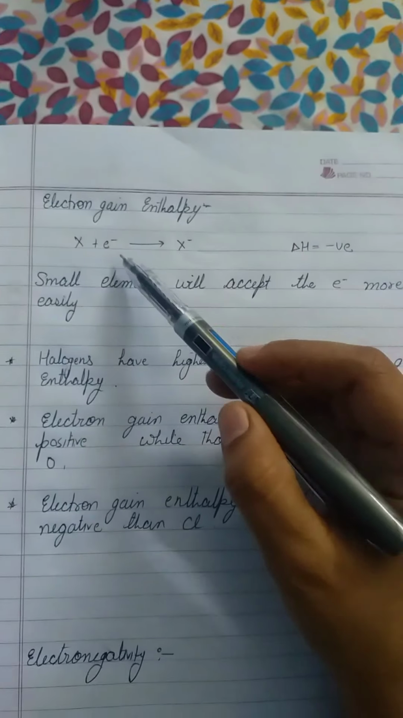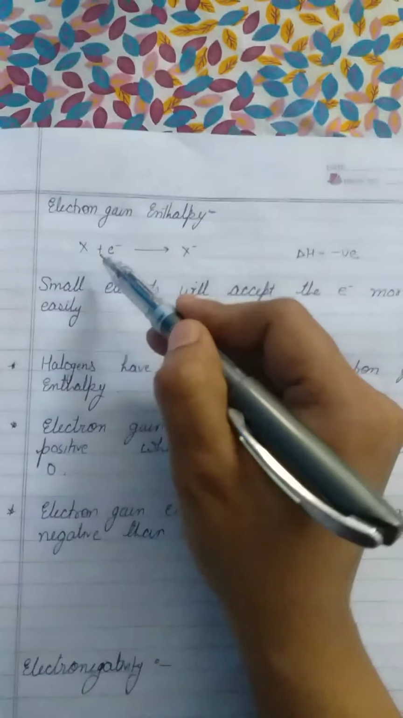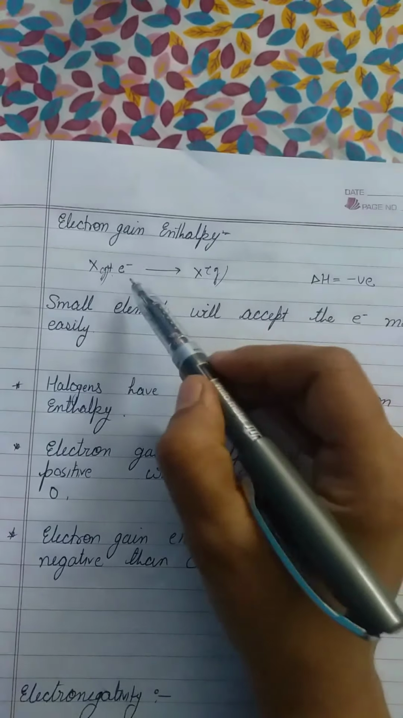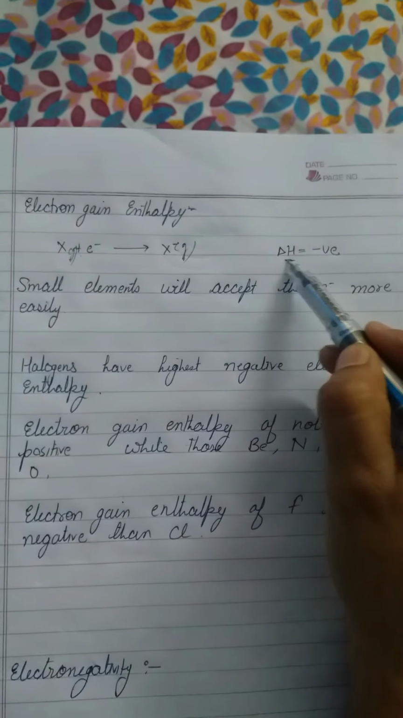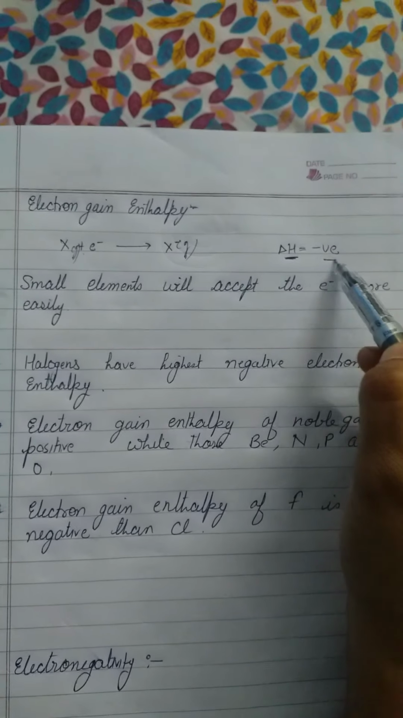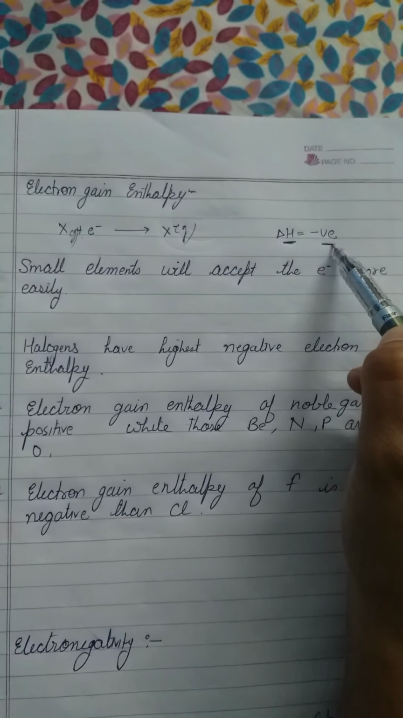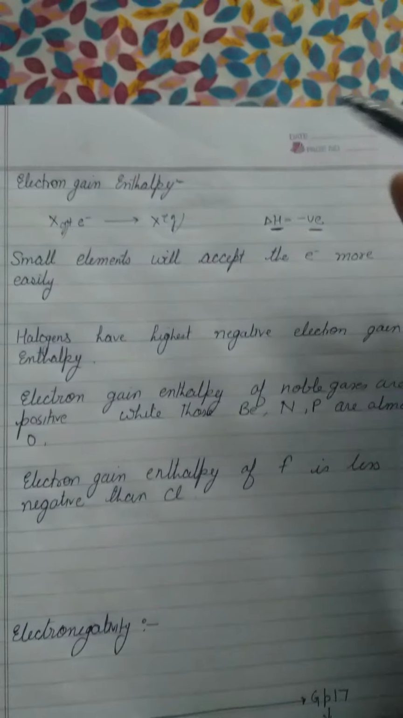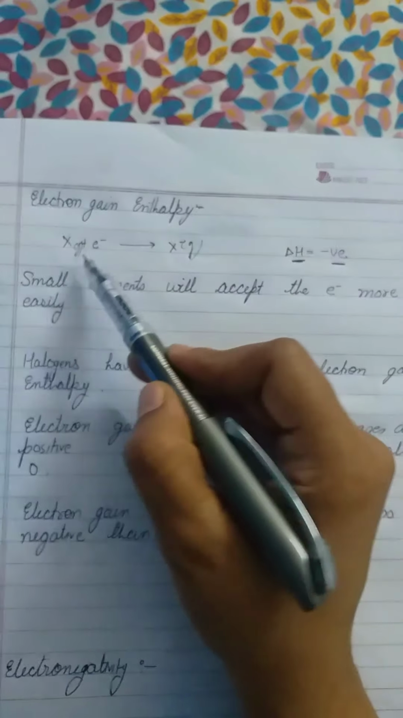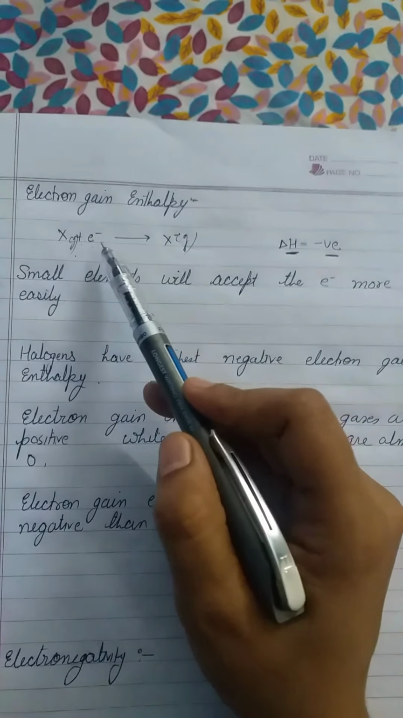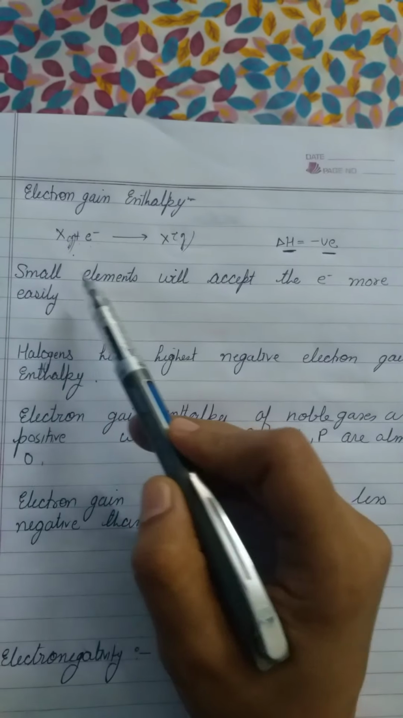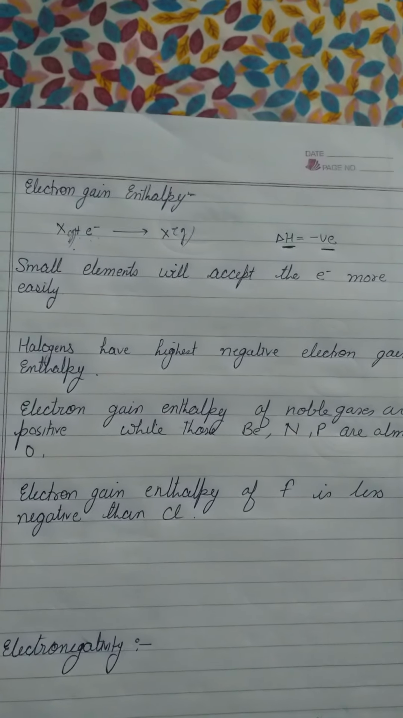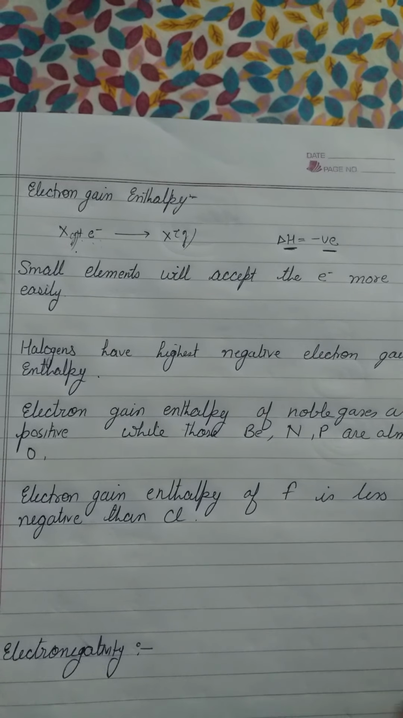Now electron gain enthalpy is, there are some atoms which will gain an electron, right? So when they gain an electron, some enthalpy change takes place. Now again, this enthalpy is not always negative, but most of the time it is negative. Now we have to add an electron. So who will accept the electron? Because the nucleus will attract this electron, small elements will accept the electron more easily. Smaller the size of the atom, more readily the electron gets accepted.